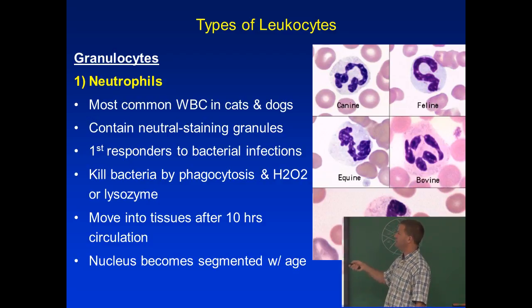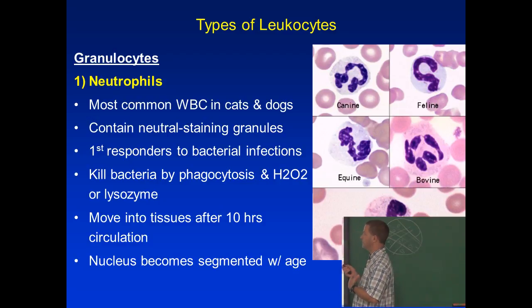But we do see that they have sort of a U-shaped nucleus, and that nucleus initially is very smooth. That's what we call a band cell. But as that cell gets older, it gets more and more segmented. And so the number of segments in there can tell us a little bit about the age of that neutrophil. Really segmented ones, you want to think, that's an old neutrophil.